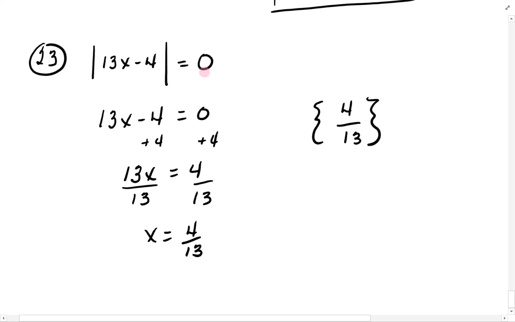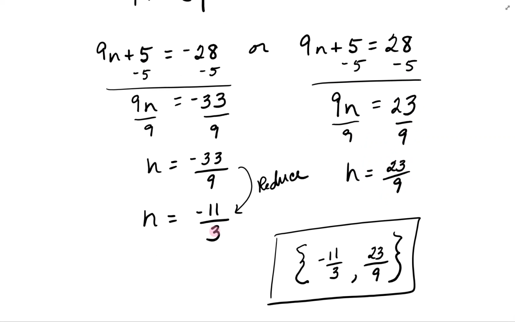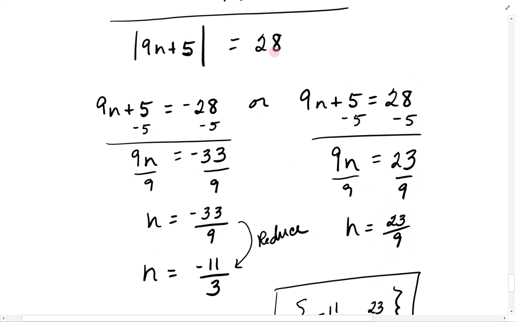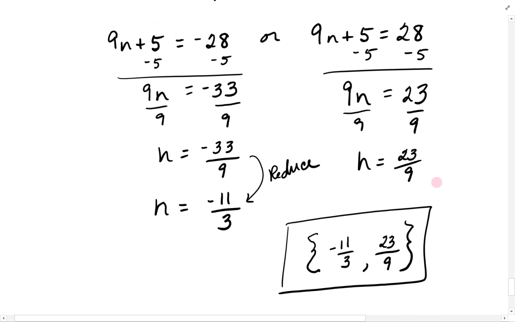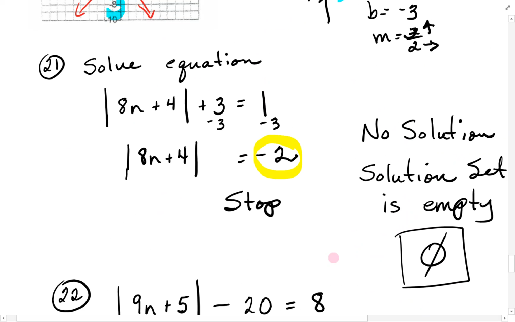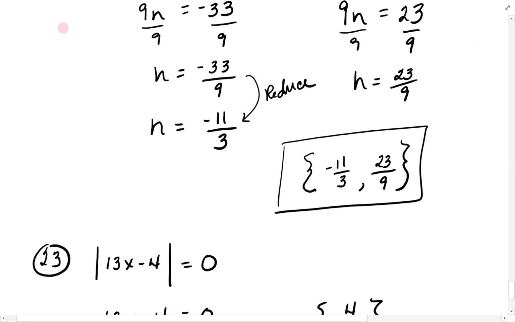So if it's equal to 0 when it's isolated, you get one answer. If it's equal to a positive when it's isolated, you get two answers. If it's equal to a negative when it's isolated, you get no solution, or an empty set.